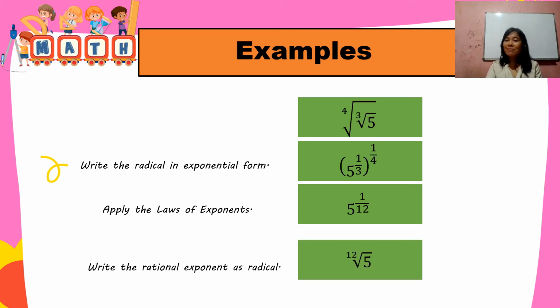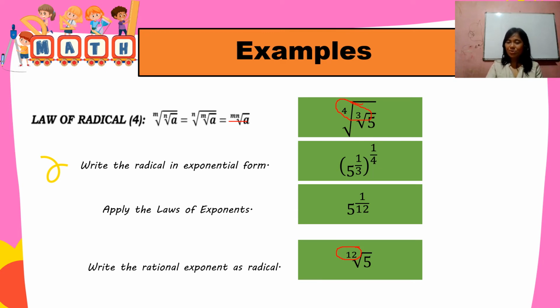Okay. May mas madaling step. Ano yung mas madaling step? Gamitin mo si law of radical number 4. Anong sabi niya? All you need to do is to multiply the indices. Yun, sabi niya, multiply the indices. So, pagka-multiply mo ng 4 times 3, it's 12. So, lalabas ngayon yung 12 na index dito. Tapos, copy mo na yung radical na 5. So, yung sagot, pareho din. 12th root of 5. Pinakamadali na yon. Okay?